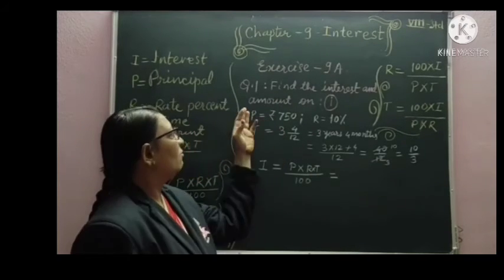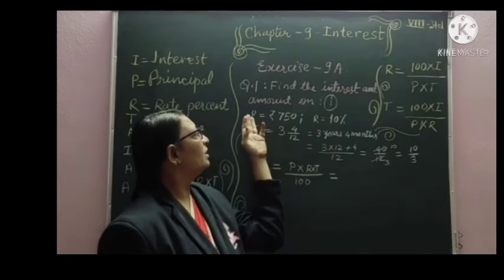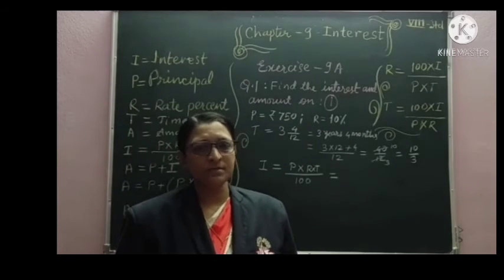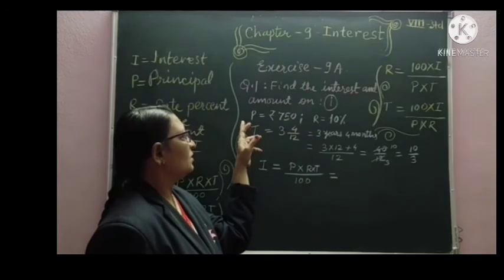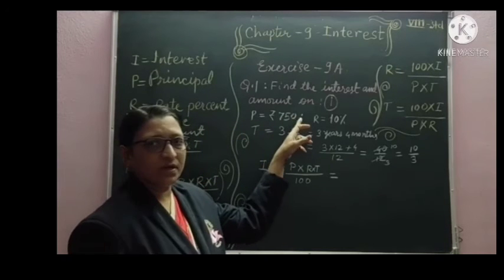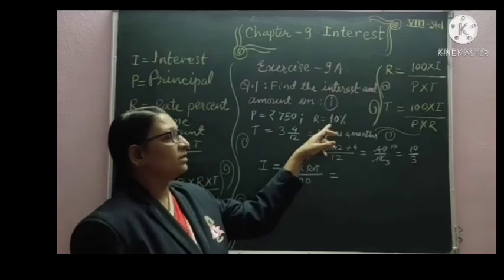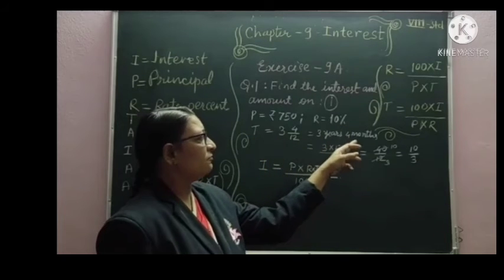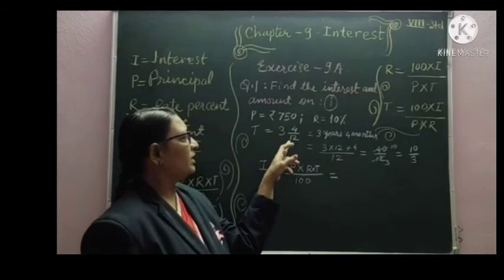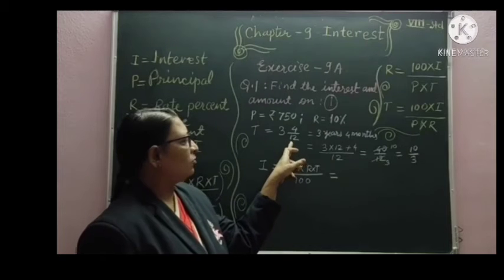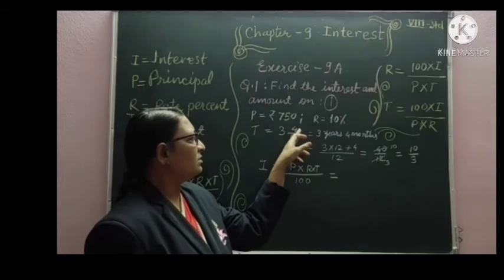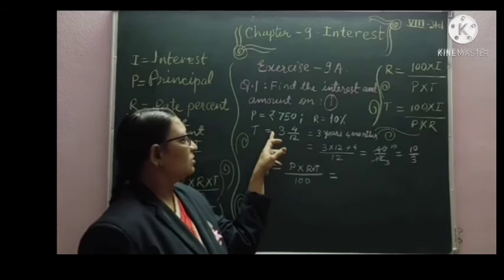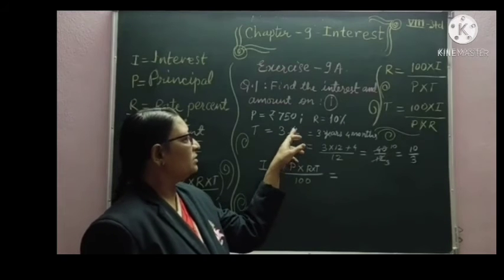Question number 1. Find the interest and amount on. There are 4 questions given. We will solve first and fourth question. First question. Principal is given rupees 750. Rate is 10% and time is given 3 years and 4 months. 3 years and 4 months can be written in this way: out of 12 months of the year, 4 months, and in addition these 3 years.